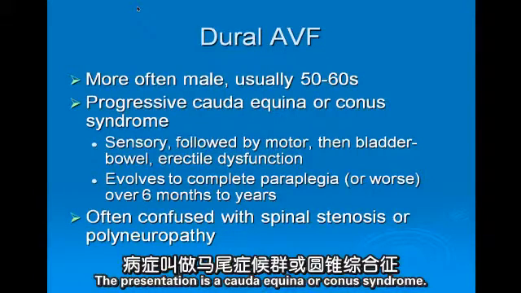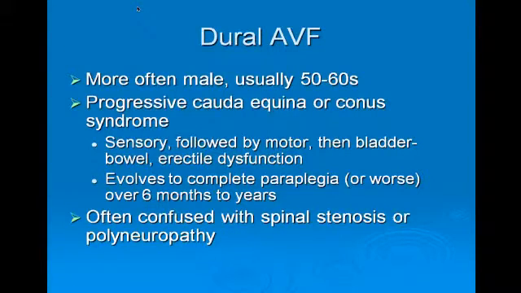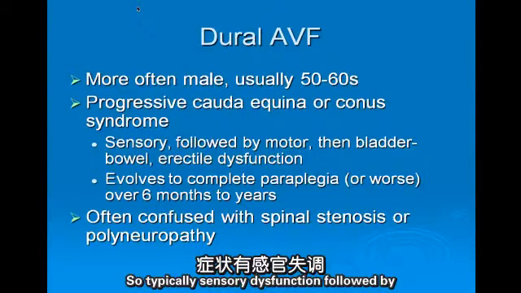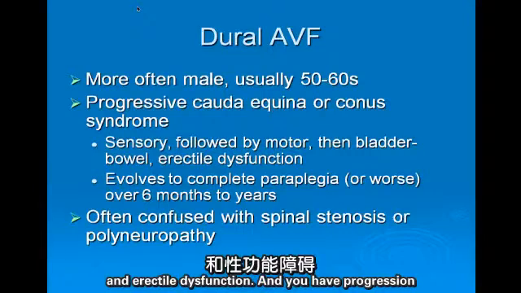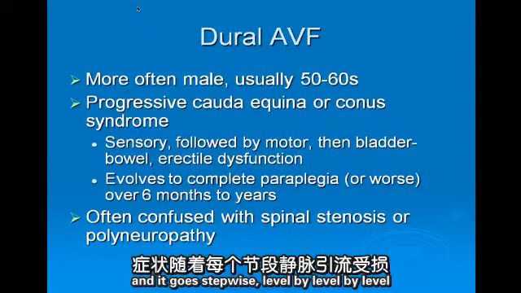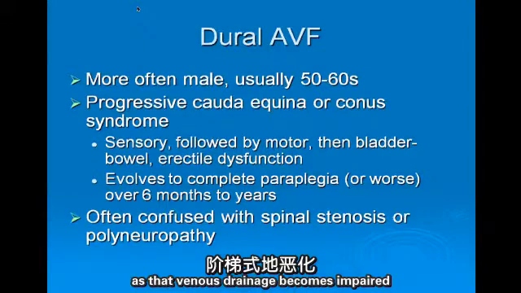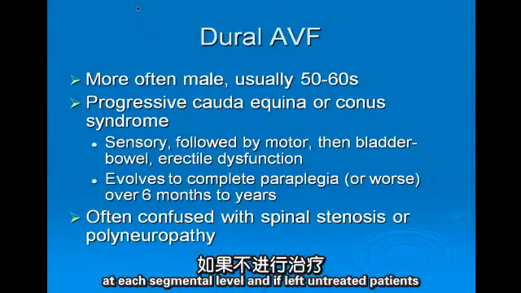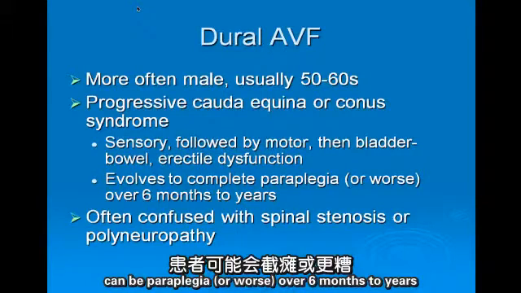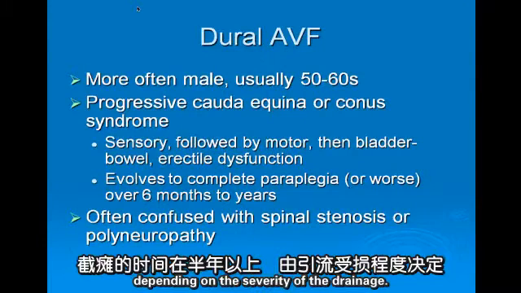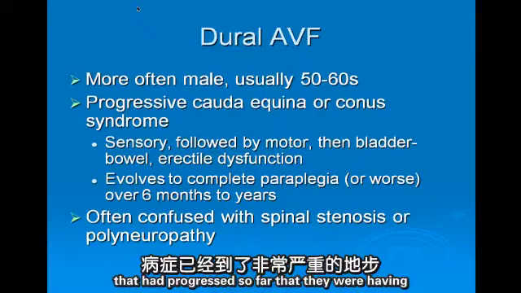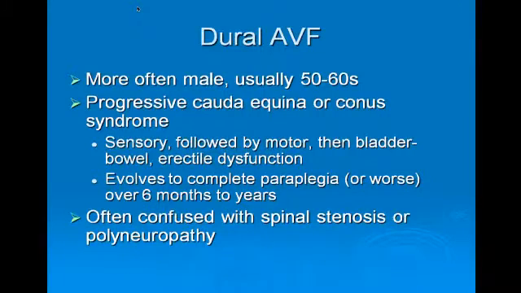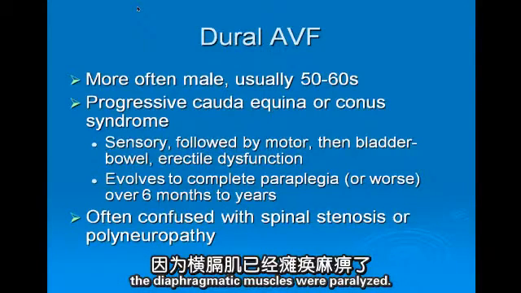The presentation is a cauda equina or conus syndrome. So typically sensory dysfunction followed by motor dysfunction and bowel and bladder dysfunction and erectile dysfunction. And you have progression, and it goes stepwise, level by level by level, as that venous drainage becomes impaired at each segmental level. And if left untreated, patients can develop paraplegia or worse over 6 months to years. Depends on the severity of the drainage. I actually had one patient who had a fistula that had progressed so far they were having respiratory difficulties because the diaphragmatic muscles were paralyzed.